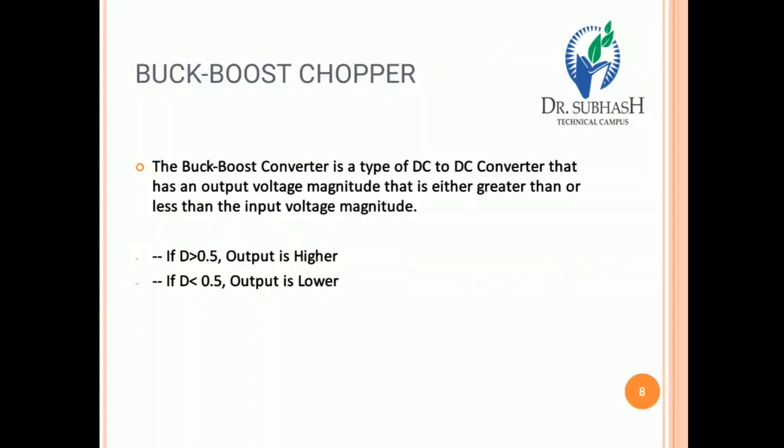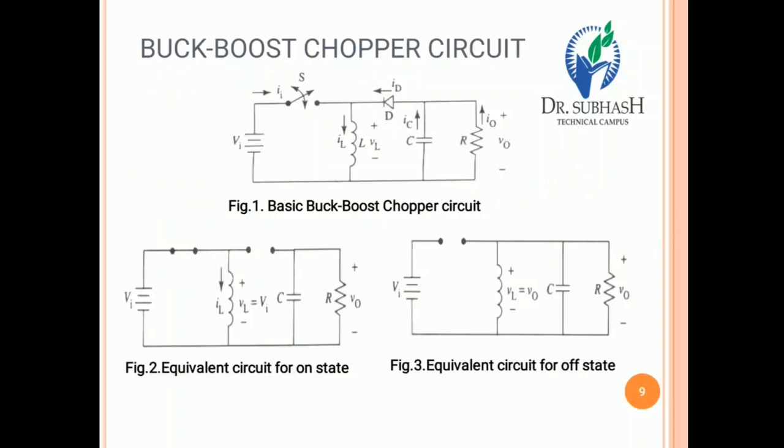or step down. So the buck and boost converter is a type of DC to DC converter that has an output voltage magnitude that is either greater than or less than the input voltage, known as a buck boost chopper. If D is greater than 0.5, then the output voltage is higher, so it works as a step up chopper. If D is less than 0.5, then the output is a lower voltage, so it works as a step down chopper circuit. So figure A is the basic buck boost chopper circuit.